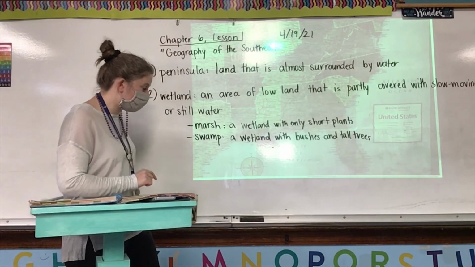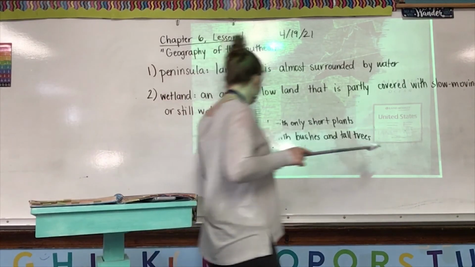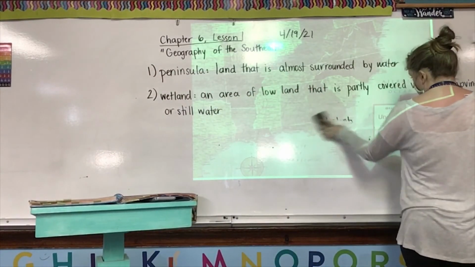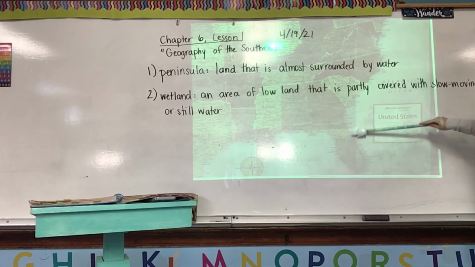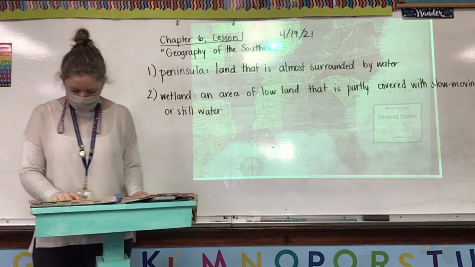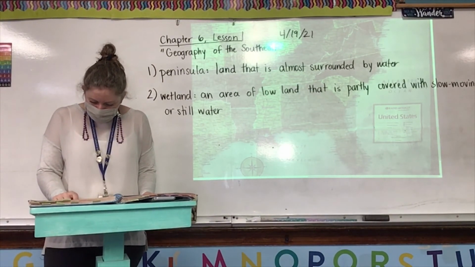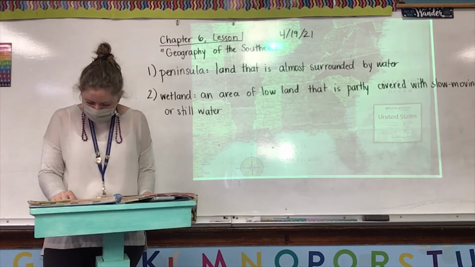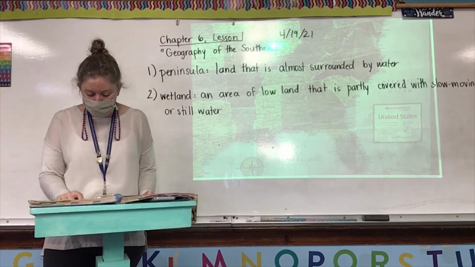So, the Okefenokee Swamp, it's near where I used to live, and we called it Okefenokee. Southern Georgia, northern Florida. That's where the Okefenokee Swamp is. Keep going. The Everglades in southern Florida are marshes.